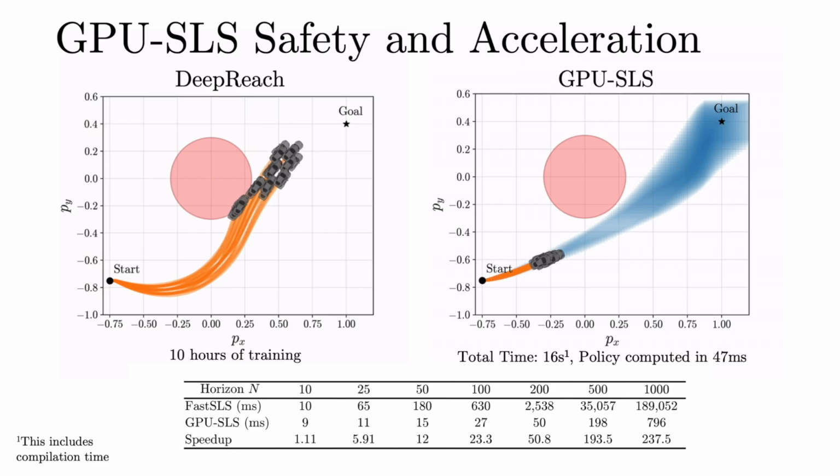We also evaluate computational performance, comparing GPU SLS against the CPU-based fast SLS solver on the same task. For large-scale problems, our approach achieves up to a 237 times speedup, highlighting the logarithmic time scaling of our method for the robust policy generation.